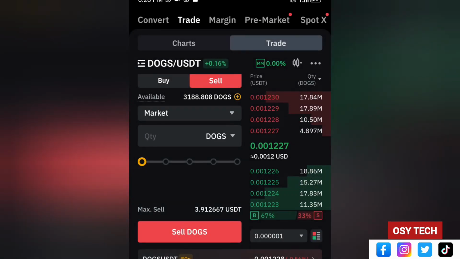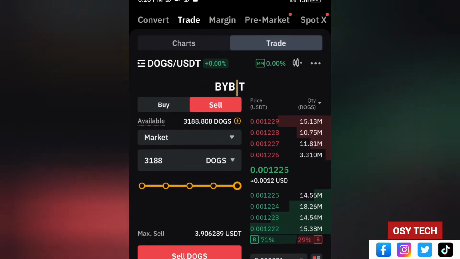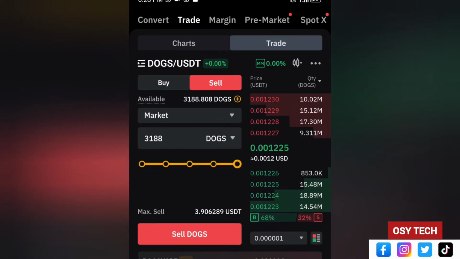Okay, then your quantity of docs that you want to sell, you enter it right here. So either you go by 30%, 50%. So as you just move it, the percentage increases. Then for me, I am going for 100%. That is 3188 docs. Okay, and then you look down, we have the sell docs. Okay, then you tap on sell docs.